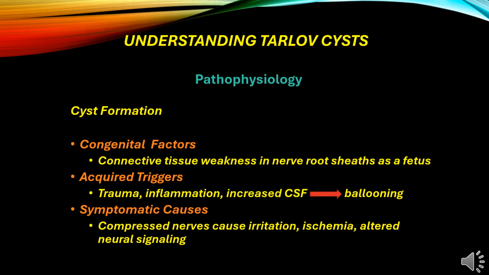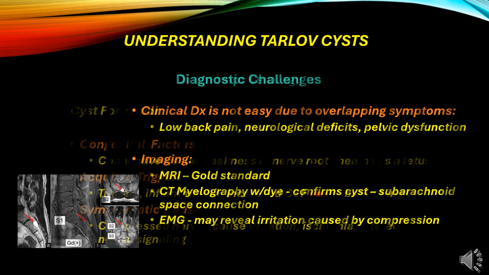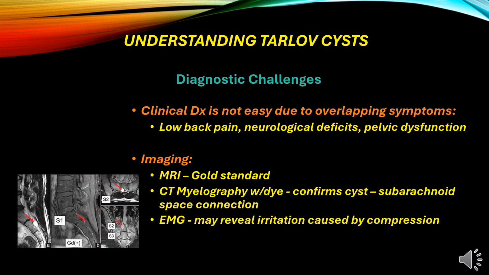Now, these cysts are thought to form due to the following: a congenital factor, possibly due to a weakness in the connective tissue of the nerve root sheaths during fetal development, or acquired triggers, including trauma, inflammation, or increased cerebrospinal fluid pressure that leads to a nerve root ballooning and cyst formation. And now, in symptomatic cases, these cysts may compress adjacent nerve structures, causing irritation, ischemia, or altered neural signaling. As I mentioned, this condition is rare, and it could be an insidious onset. It could be fetal development or due to trauma.